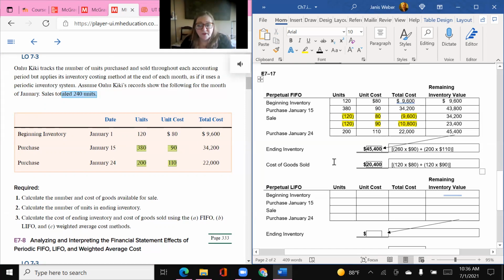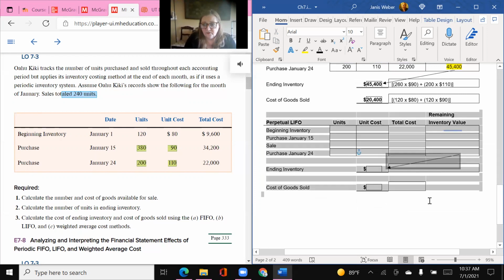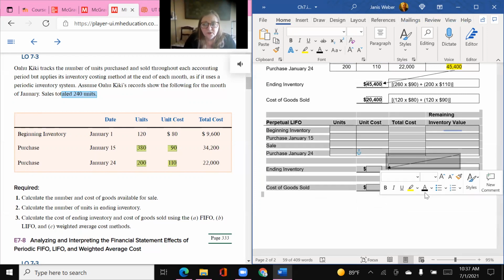And so the ending inventory would just be whatever you're left with on your cumulative table. And it actually turned out to be the same. Perpetual FIFO and periodic FIFO turn out to be the same number just because of the nature of FIFO, first in, first out. But LIFO does not. So when we go to the LIFO and calculate it, let's go ahead and reveal that one and talk through it.